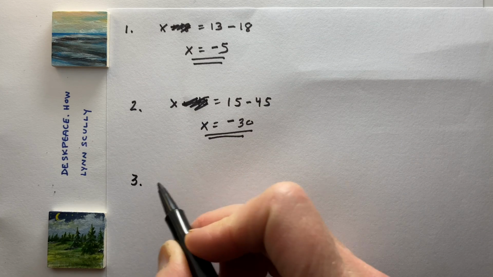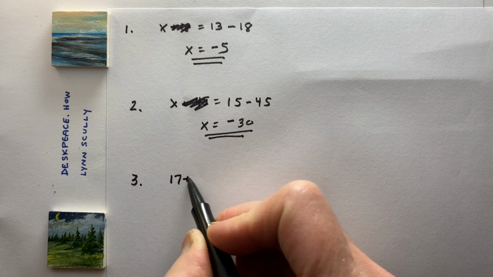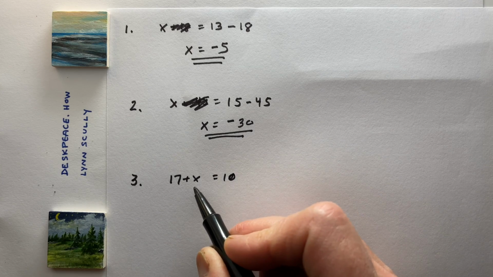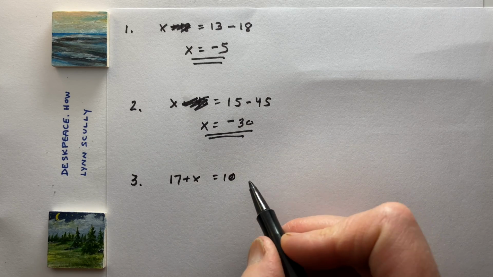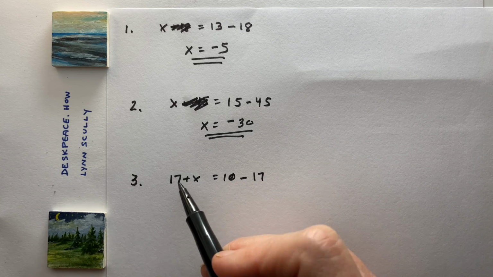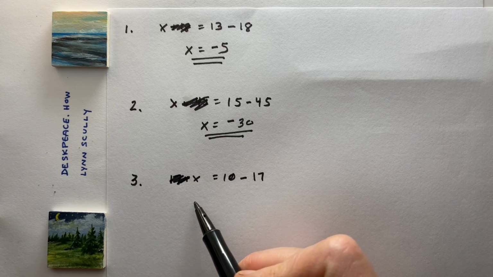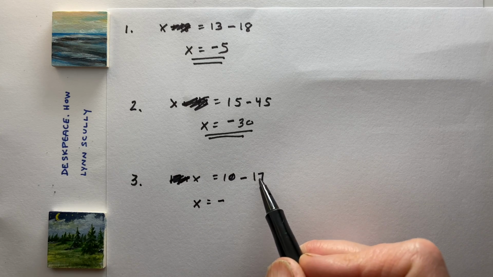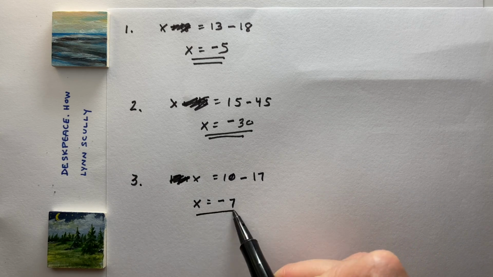Number 3, 17 plus x equals 10. I want to get the x alone. 17 is attached by addition, move it by subtraction to the other side of the equal sign. X equals, it's going to be negative, and then 17 minus 10 is 7.